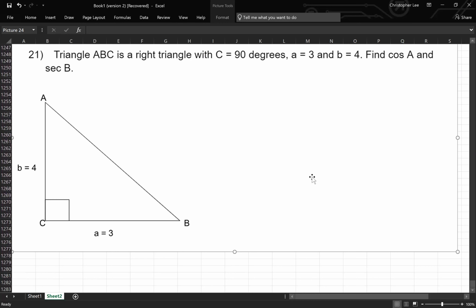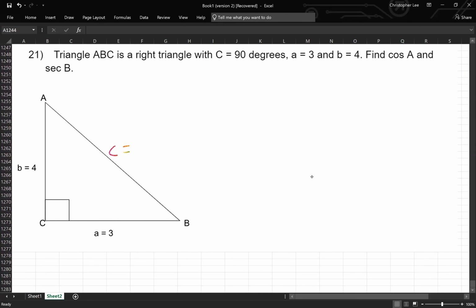We got triangle ABC is a right triangle with C equal to 90 degrees. A is equal to 3, B is equal to 4. Find cosine of A and secant of B. Light work right here. This is the same exact question. Yeah, so tell me something. How I find C? A squared plus B squared. Light work.